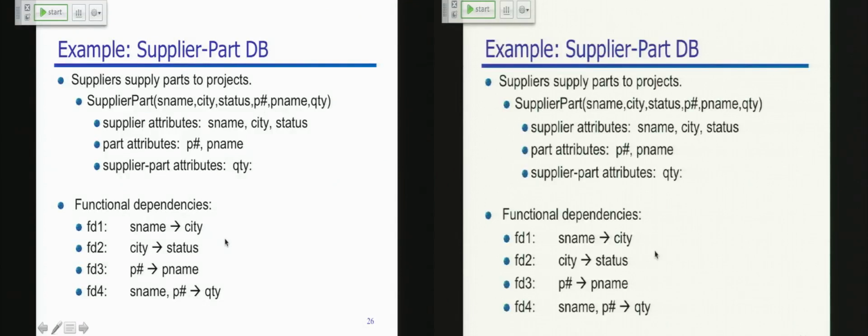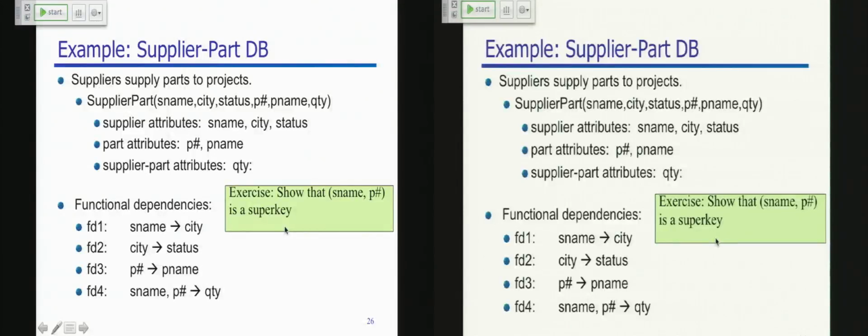And these are the functional dependencies that I have. I know that S name gives you city. City gives you status, part number gives you P name, and S name and part number give you quantity. What I want you to do is to prove that S name and P number together is a superkey.